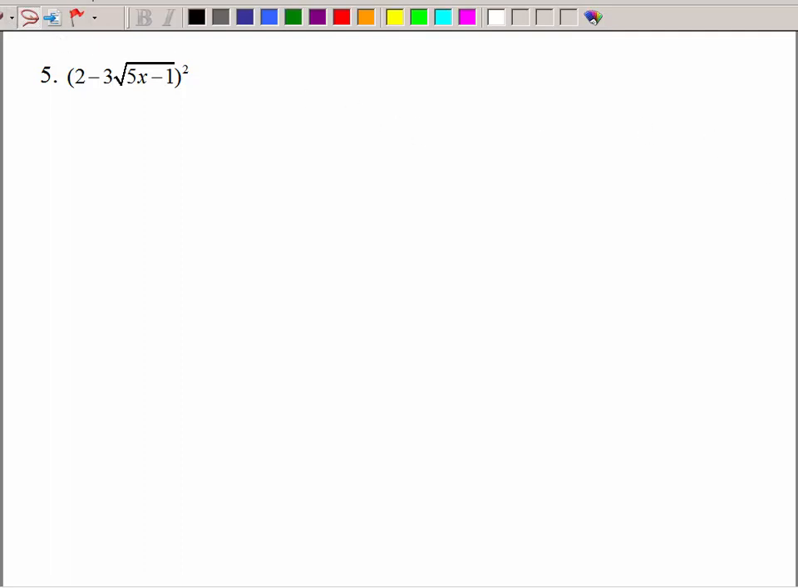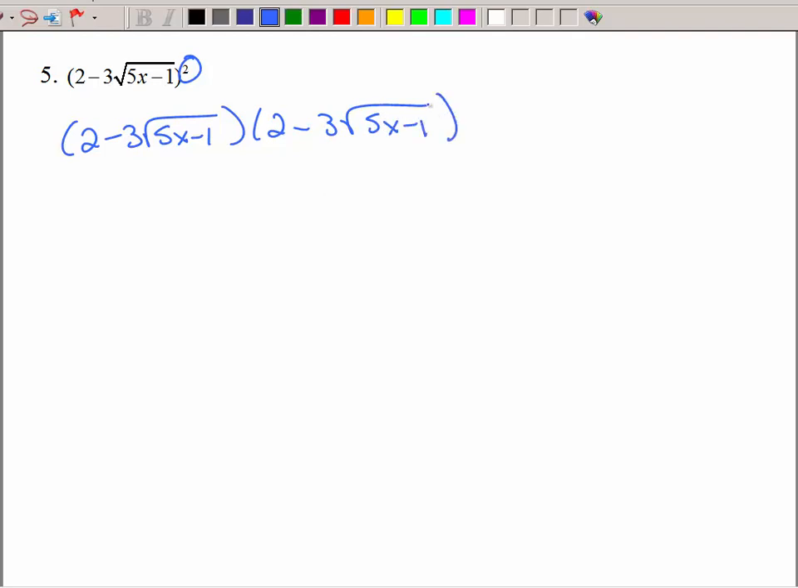So let's look at this last example. It looks a little bit scarier. So again, I'm squaring a binomial, so I'm going to write it out twice so I don't have to skip any steps. If you can skip steps on this, it's really okay. Okay, so first, outer, inner, last. 2 times 2 is 4.